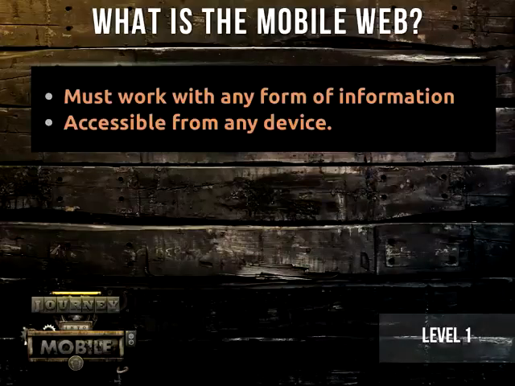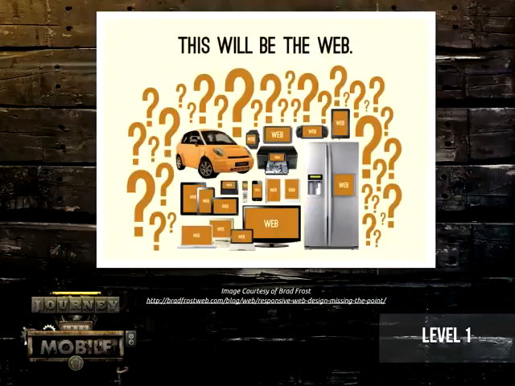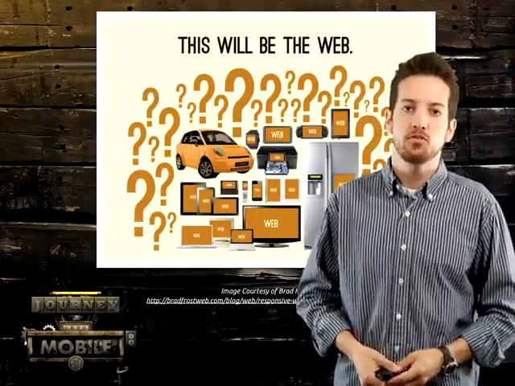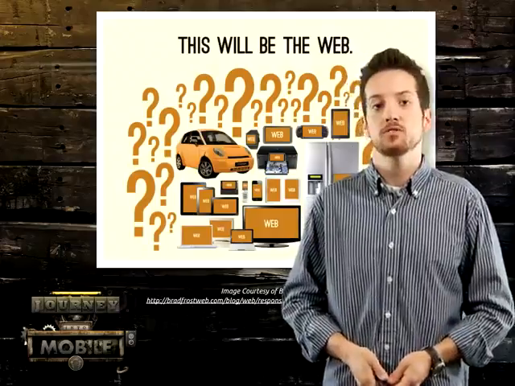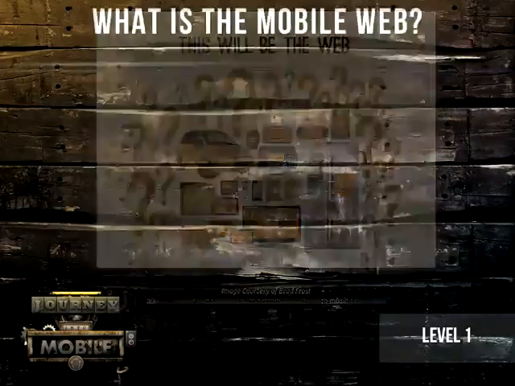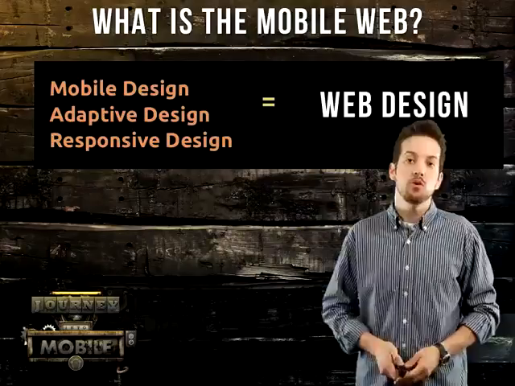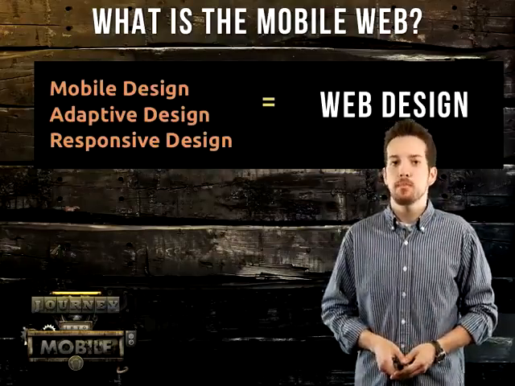Because at the end of the day, this will be the web. We're going to see many more devices come out, many more environments that we're going to have to make sure that our sites and that our applications actually work in. So when we talk about mobile design or adaptive design or even responsive design, really all we're talking about is just web design. So in this course, we're going to look at three main areas.